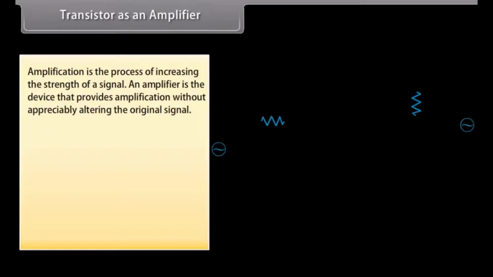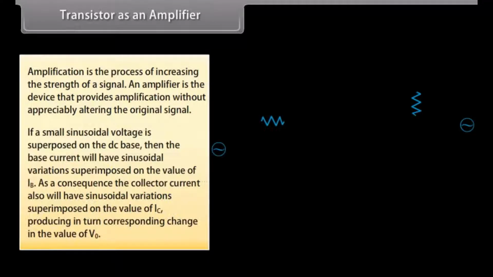Transistor as an amplifier. Amplification is the process of increasing the strength of a signal. An amplifier is a device that provides amplification without appreciably altering the original signal. We consider the operating point of the transistor somewhere in the middle of the active region. The DC voltage VCE, equal to VCC minus IC RC, would also remain constant. The operating values of VCE and IB determine the operating point of the amplifier.